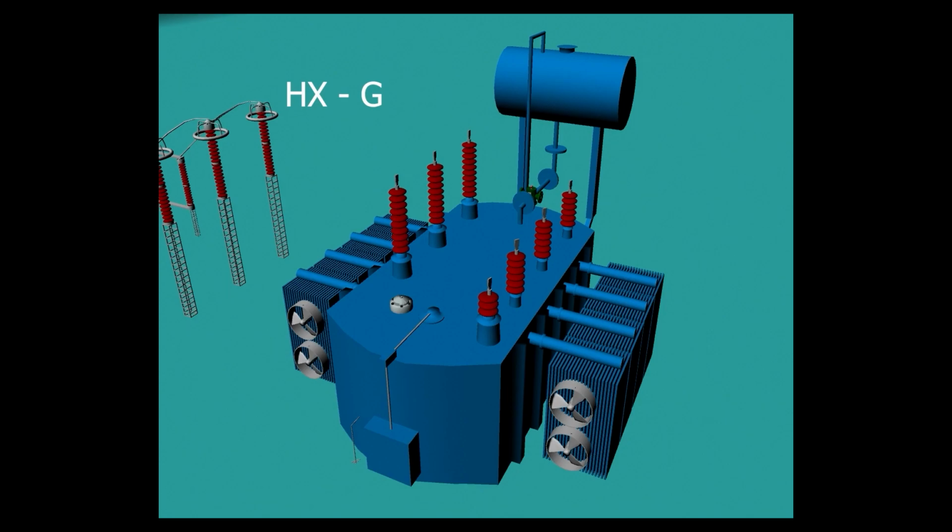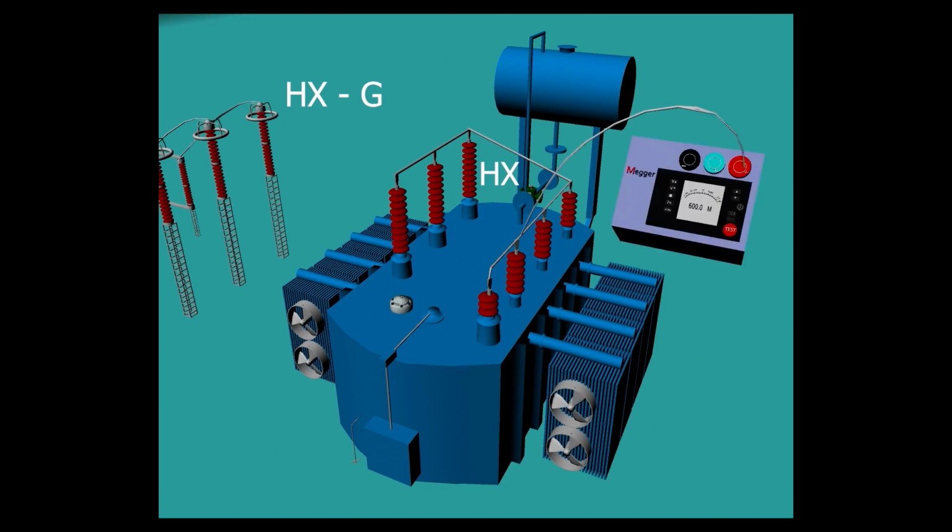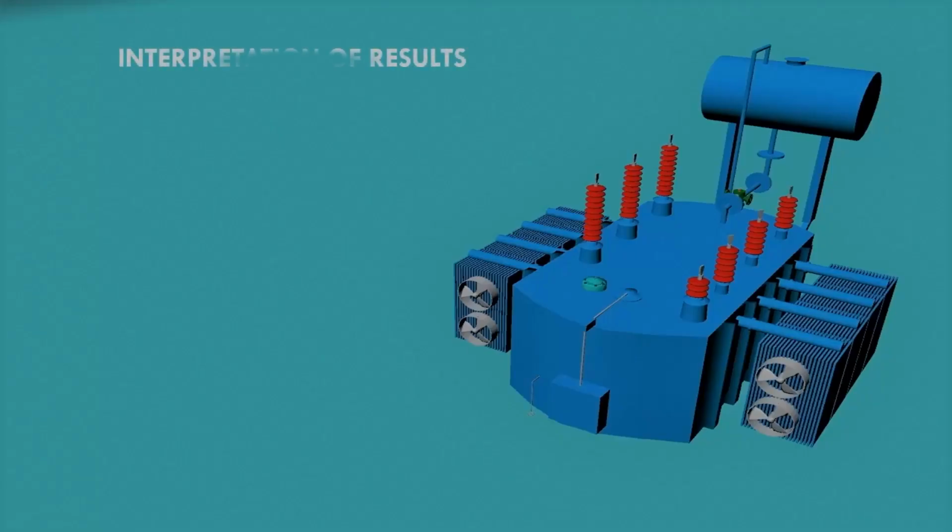Similarly, HX-G means that we connect HV and LV windings together and consider that as a single point. Then we connect one lead of Megger to this single point and another lead to the ground. Now we come to the interpretation of the results that we obtained from these tests.